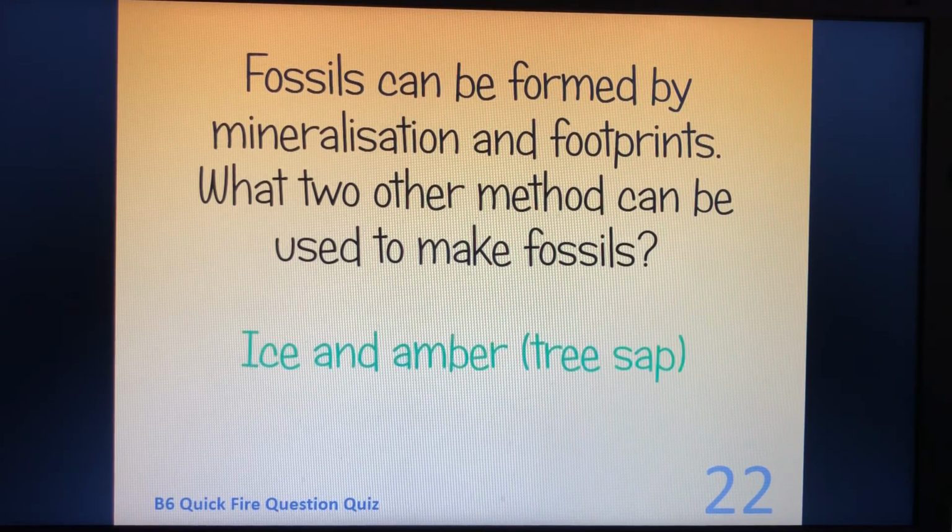And the answer is in ice, so frozen in ice, and also in amber. So tree sap falls over an insect. Maybe the insect's landed on the tree, got stuck in the tree sap, and then it kind of oozes over it, solidifies and becomes amber.